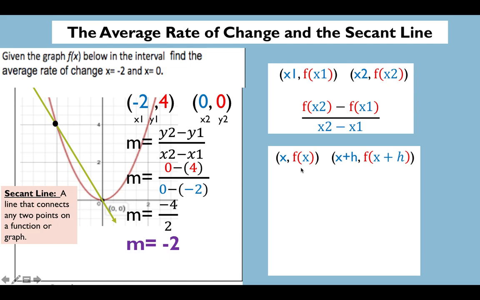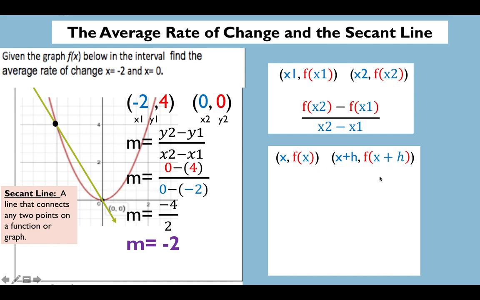To get our second point, we move h units away from x, and we take this new input and put it into our function, which gives us our output. If you want to visualize this, imagine you have your x, but then for x plus h, you move h units horizontally to the right, and you get x plus h right here, and that's your second point. To get the full point, you plug it into your function. That's how this one's going to work out.